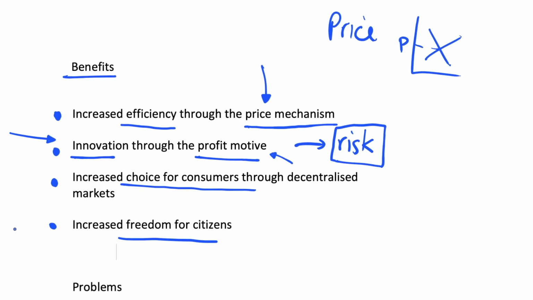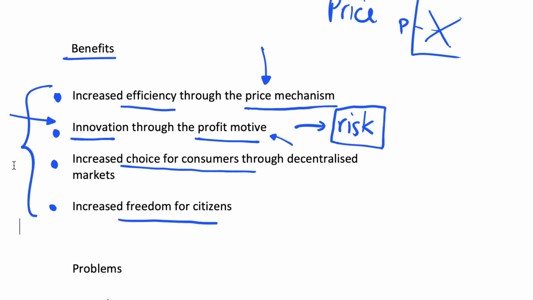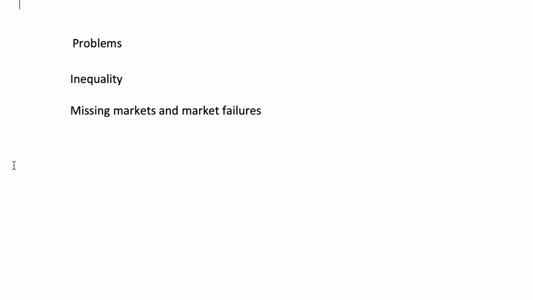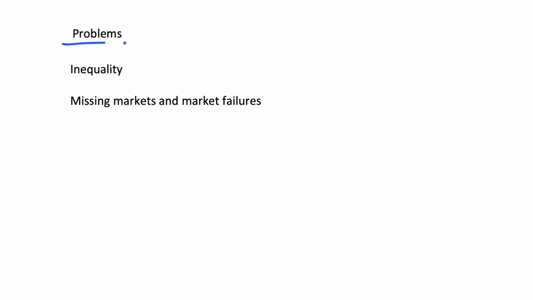And there are lots of other perhaps side benefits, but these benefits tend to be the key ones if you were going to discuss the key benefits. And I'm sure you could think of other ones. There are lots of pros and cons to different economic systems, but I will get on to a couple of key problems with a free market economy now.